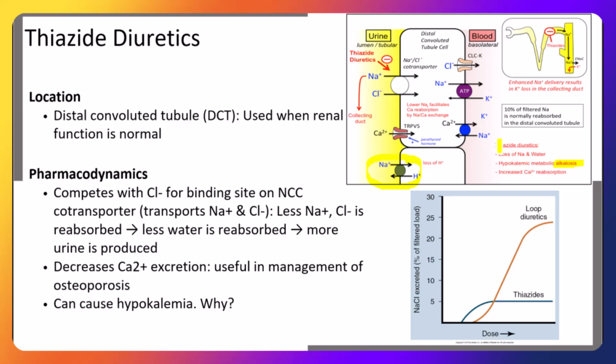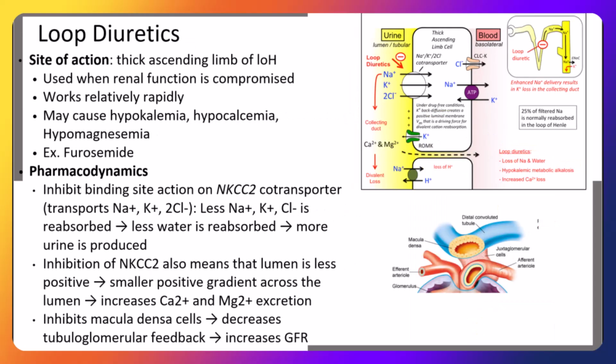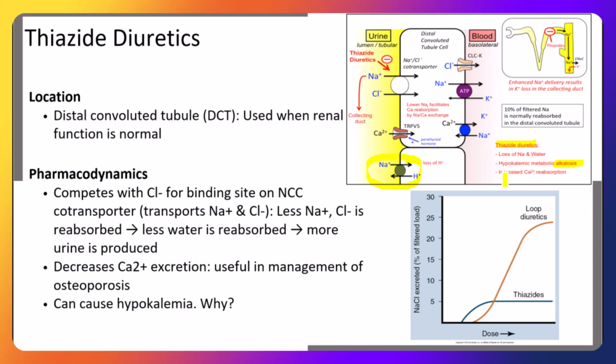And then if you look carefully here compared to here, we can see that we have that increased calcium loss with loop diuretics, but increased calcium absorption with thiazide diuretics. So great for bone health or people that might be at risk of osteoporosis. The last thing to mention on this slide has to do with this graph, and it's comparing the loss of sodium chloride with thiazides versus loop diuretics.